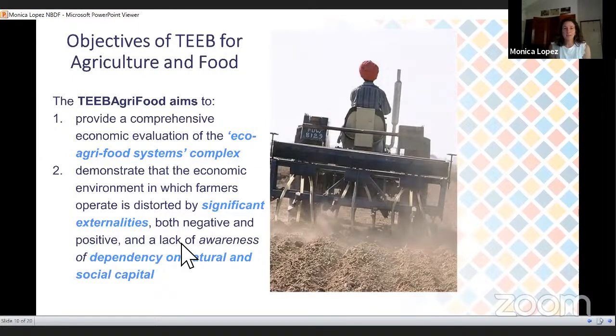So as I explained, basically what we would like to do is to make sure that we do a comprehensive economic valuation of the eco-agri-food systems. So we're not just going to focus on the environment or only on the agriculture, but across the value chain. And we want to make sure that currently the environment in which farmers are working has externalities. Some of them are negative, some of them are positive, but it impacts the way that they work, and hence it impacts the provision of the ecosystem services. There's also not always a very strong awareness of how dependent the natural capital is on the social capital and vice versa. So next one, please.